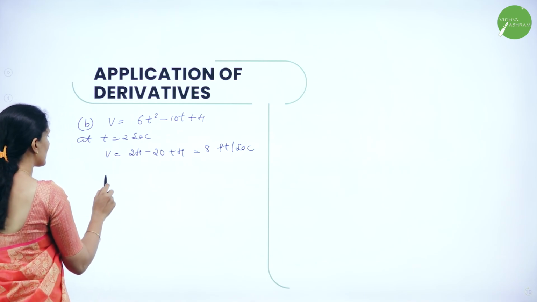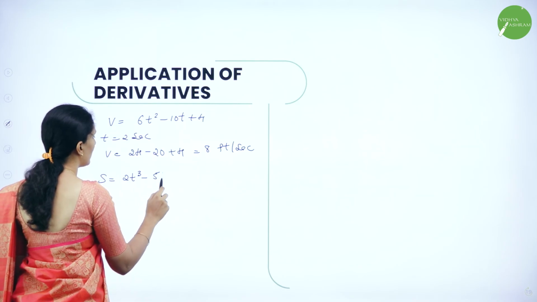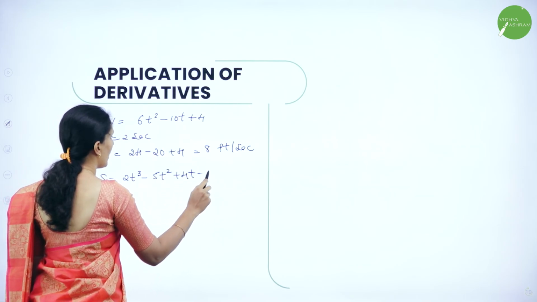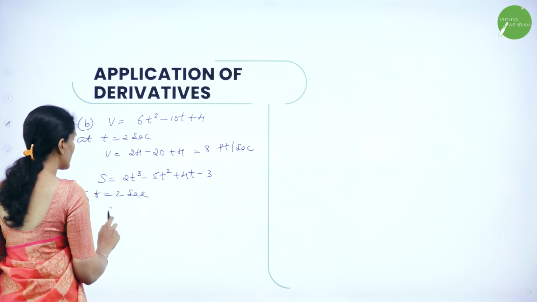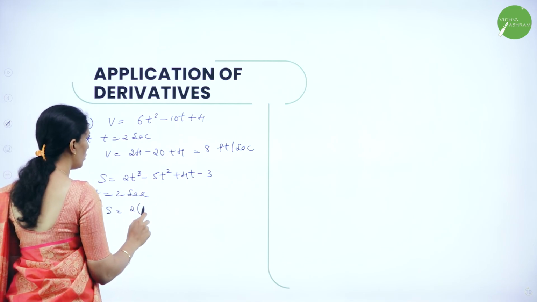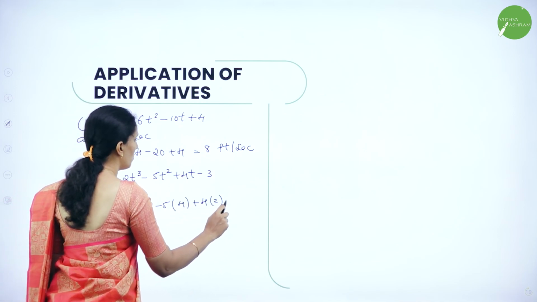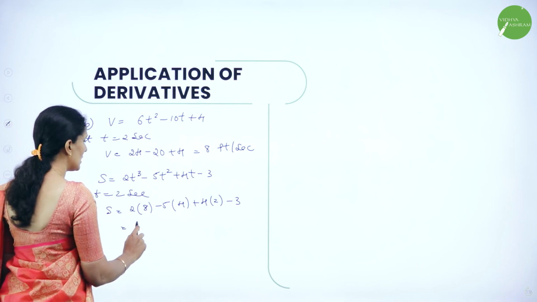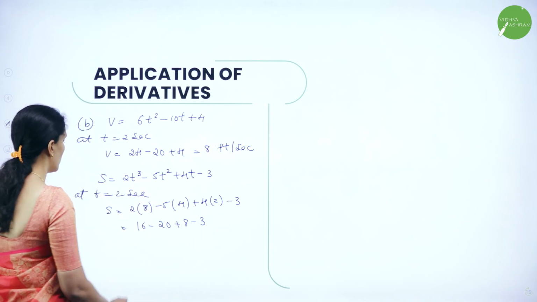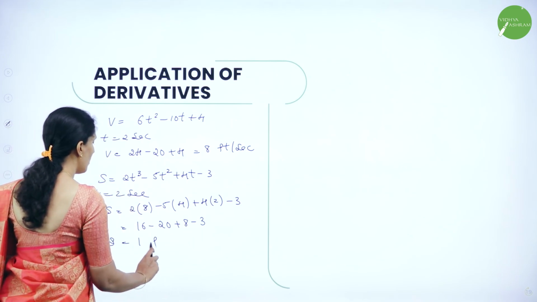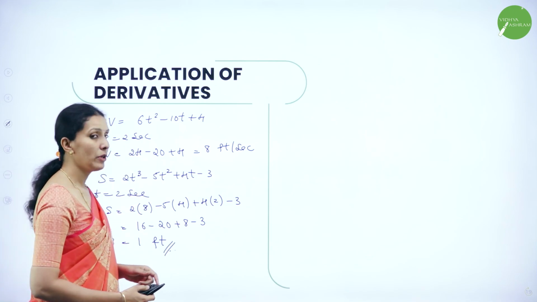Next, we need to calculate the displacement. Displacement is 2t cube minus 5t square plus 4t minus 3. Again at t is equal to 2 seconds, s is equal to 2 into 2 cube, which is 8, minus 5 into 2 square, which is 4, plus 4 into 2 minus 3. That is 16 minus 20 plus 8 minus 3. Therefore, s is equal to 1 foot. So this is the velocity and displacement at time 2 seconds.